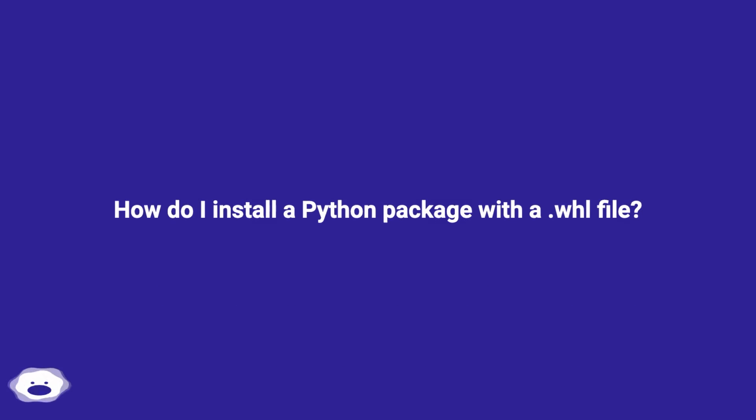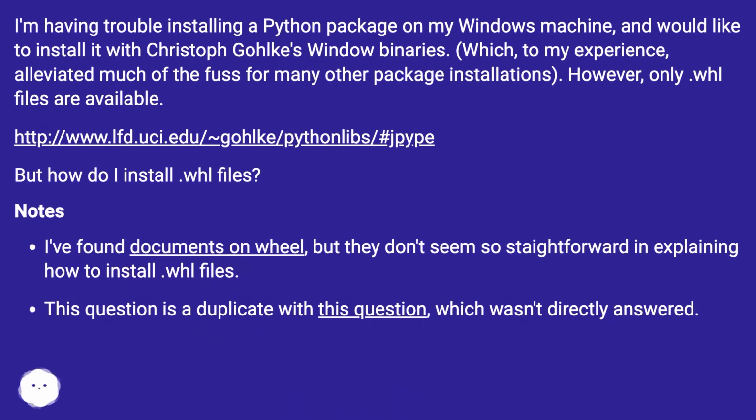How do I install a Python package with a .whl file? I'm having trouble installing a Python package on my Windows machine and would like to install it with Christoph Gohlke's Windows binaries, which, in my experience, alleviated much of the fuss for many other package installations. However, only WHL files are available at this URL. But how do I install the WHL files?